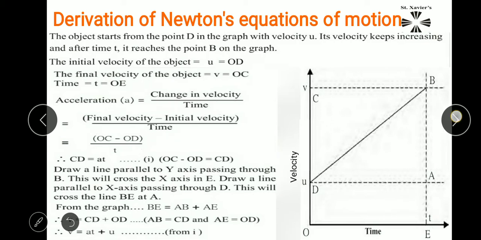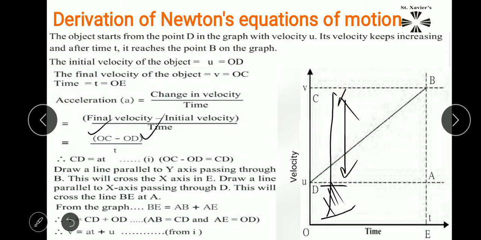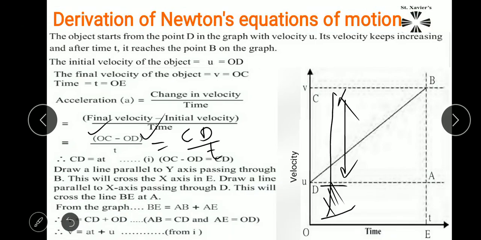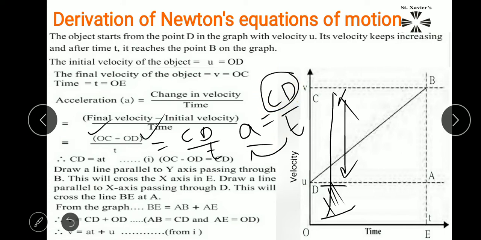Now here in this formula, students, in this graph, when you will see OC minus OD, so here we are having OC minus, if I'll cut this part OD, what is left is CD, students. So we'll get CD upon T. So here we got A is equal to CD upon T. Students, we just change the side of T. We'll get CD is equal to AT.